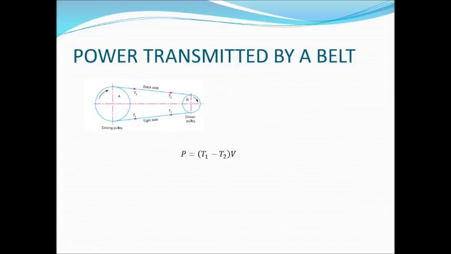Power transmitted by a belt. The formula for the power transmitted by a belt is P equals T1 minus T2 multiplied by the velocity, where T1 is the tension on the tight side, T2 is the tension on the slack side, and V is the velocity of the belt.